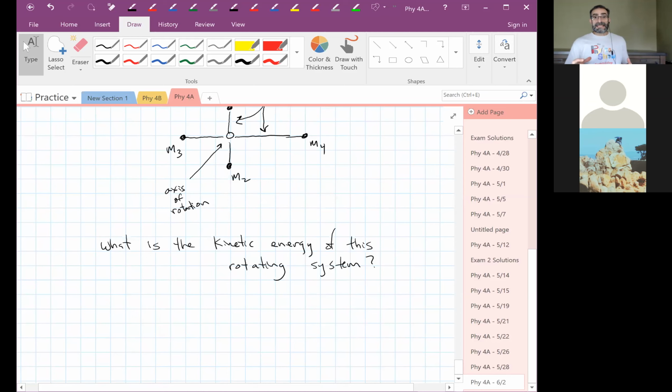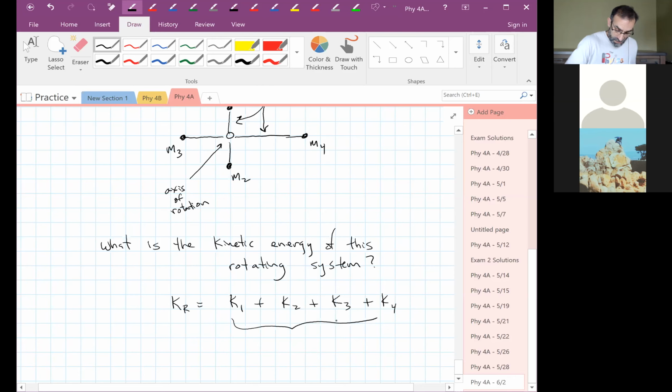Well, we've got 4 masses that are moving. So the kinetic energy of the system is going to be the kinetic energy of each of these masses added together, right? We've got the kinetic energy of this rotating system is the kinetic energy of mass 1 plus the kinetic energy of 2 plus the kinetic energy of 3 plus the kinetic energy of mass 4. These are the translational kinetic energies, right?